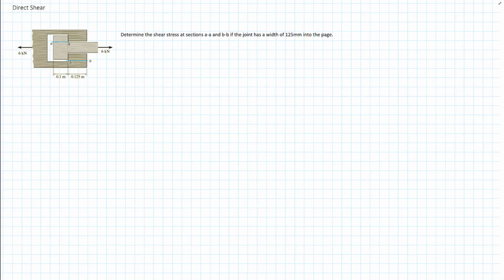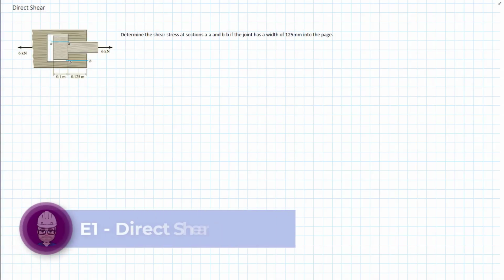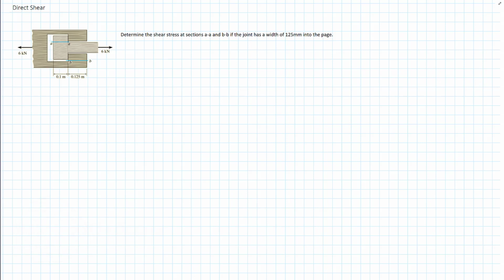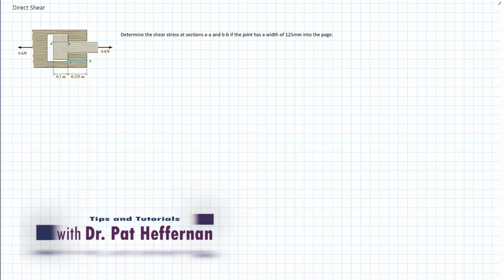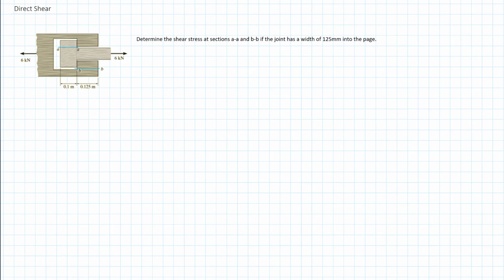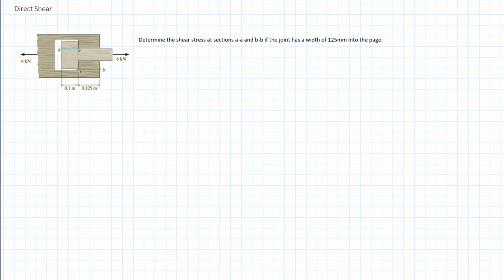Okay, we have a fairly straightforward problem looking at us this morning. So this is direct shear. We have two timber components, almost like a piston configuration, and they're carrying loads in opposite directions, obviously static. And then the question looks at the components and asks, what is the shear stress at sections AA and BB shown on the diagram if the joint has a width of 125 millimeters into the page?